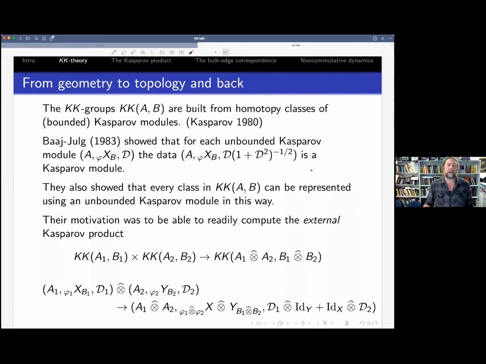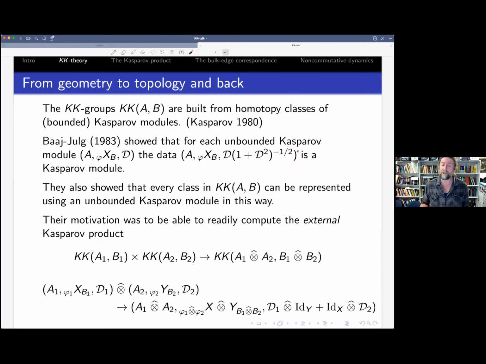Okay, so first thing at the top, KK groups are built from homotopy classes of bounded Kasparov modules. I'm not going to go into what the exact relations are. We don't need it today. In 83, Baaj and Julg showed that whenever you have one of these unbounded modules, you get a bounded one by using the functional calculus to build this operator here. They also showed that every class in KK can be represented using an unbounded Kasparov module in this way.